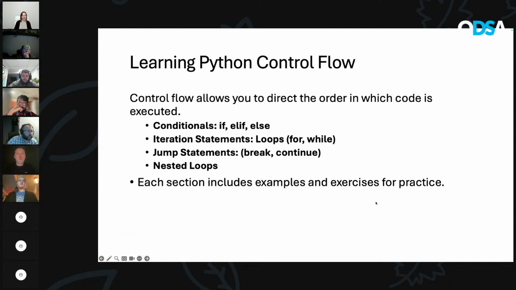Control flow is how your program flows and executes. We're going to talk about 4 different types of control flow that navigate how your program is executing and what decisions are being made. We're going to talk about conditionals, so if, elif, and else. We're going to talk about iteration, loops such as while and for, and then we're going to talk about jump statements, so ways of breaking out of those loops, essentially. Then we're just going to touch on nested loops.